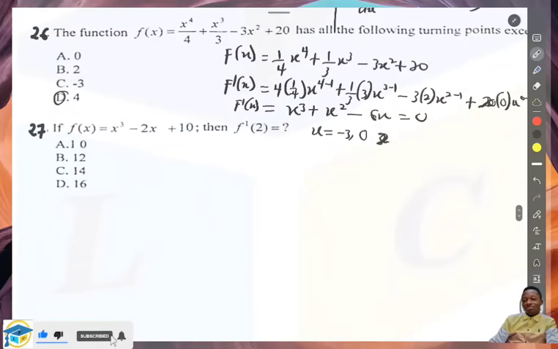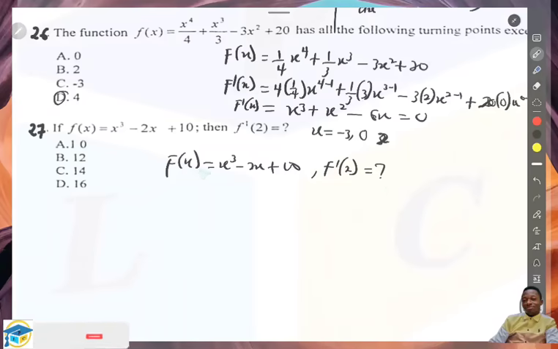Question number 27. We have f of x to be equal to x cubed minus 2x plus 10. The question is saying that if we have f prime of 2, what are we getting? So meaning that we need to differentiate this function for the first time. After that, whatever we get, we substitute 2 into that expression. So we say that f prime of x should be equal to the differential of x cubed, which results to 3x squared. Differential of 2x should result to 2. Differential of 10 should result to 0, right?